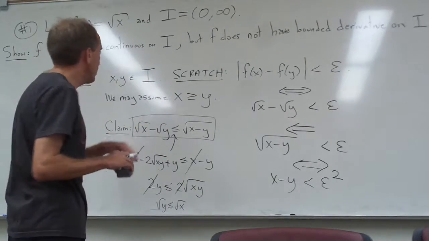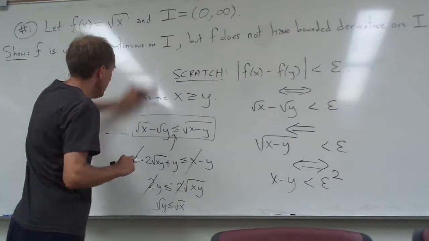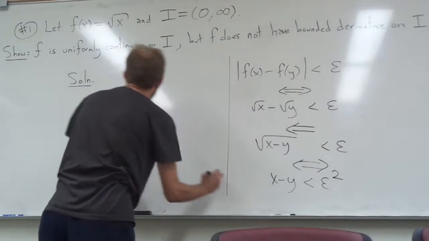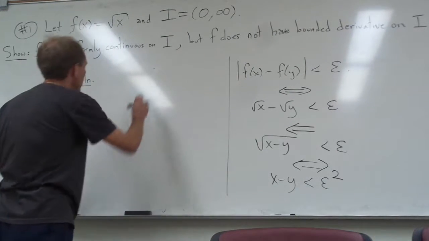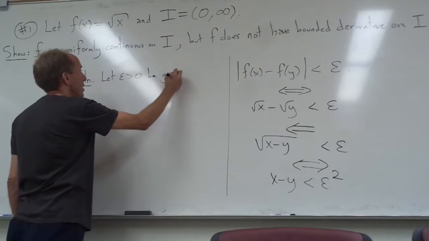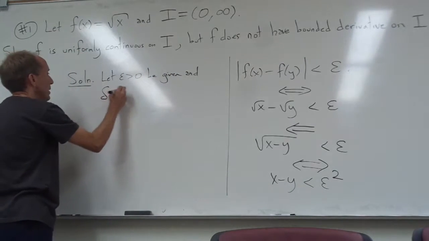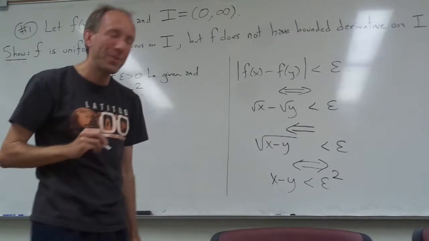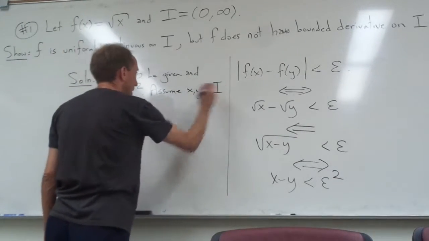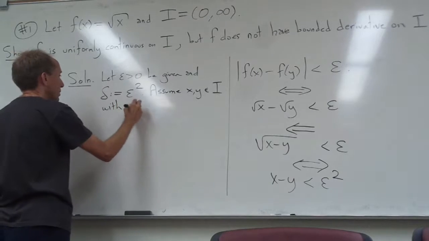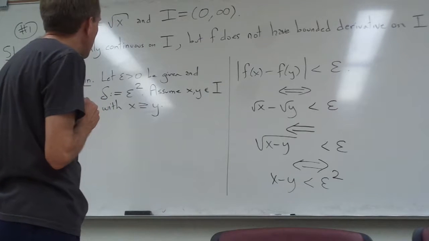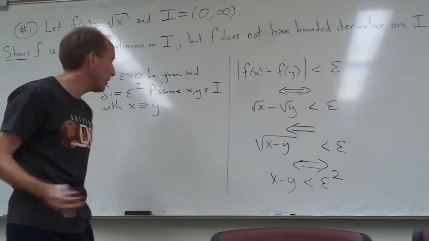We're going to let delta equal epsilon squared. So I'm going to erase this little part right here. Let me just see if I can put it in here and keep the scratch work on the board right there. So let epsilon greater than 0 be given, and delta equal to epsilon squared. Let's just try that. And now we're going to assume that x and y are in my domain I with x greater than or equal to y. So we'll start off that way.